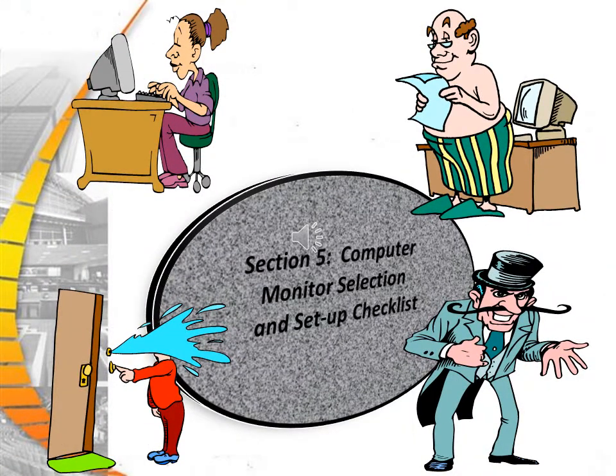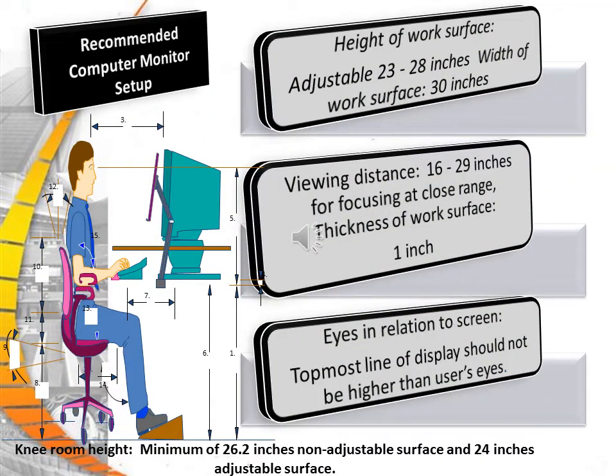Section 5. Computer monitor selection and setup checklist. If the height of your work surface is adjustable 23 to 28 inches, the width of the work surface should be 30 inches. If the viewing distance is 16 to 29 inches for focusing at close range, the thickness of the work surface should be 1 inch. Your eyes in relation to the screen: the topmost line of the display should not be higher than the user's eyes.